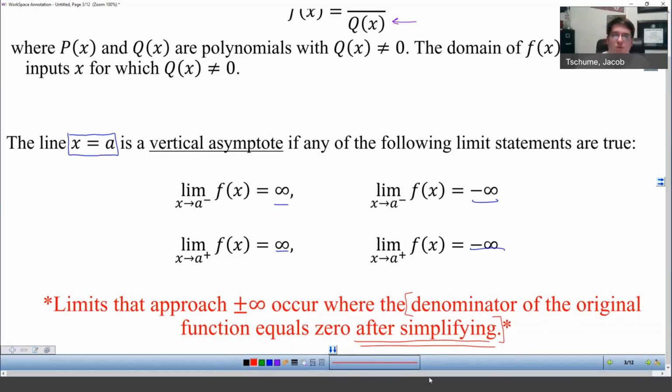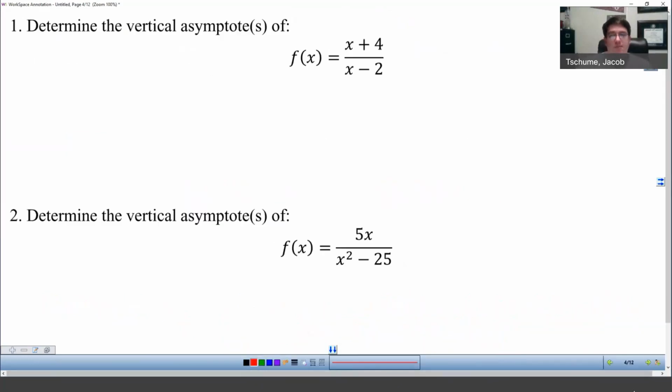So in layman's terms, what you will do when they ask you for a vertical asymptote is you will take the function, you will simplify it by factoring or whatever techniques you have to do, and then you will set the bottom equal to zero. So let me show you how that works. So let's do 3 examples here. Example number 1. Determine the vertical asymptote or asymptotes, because there could be more than one, of the following function.